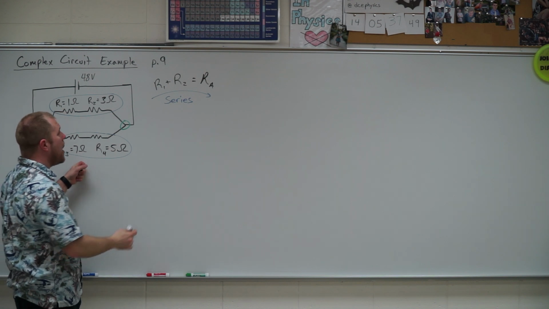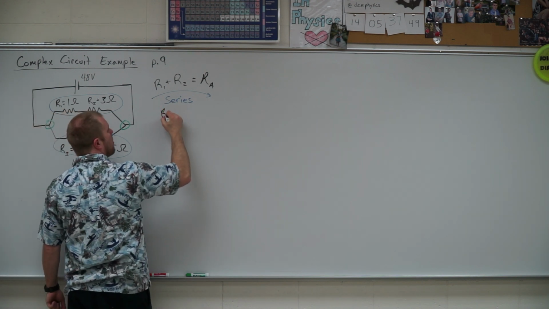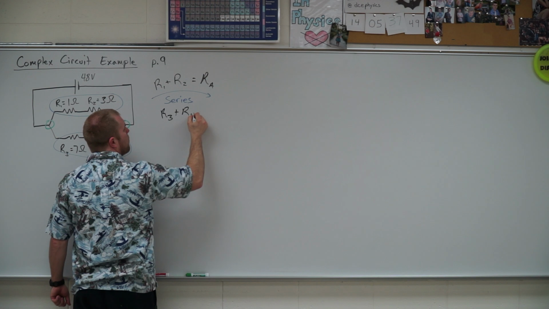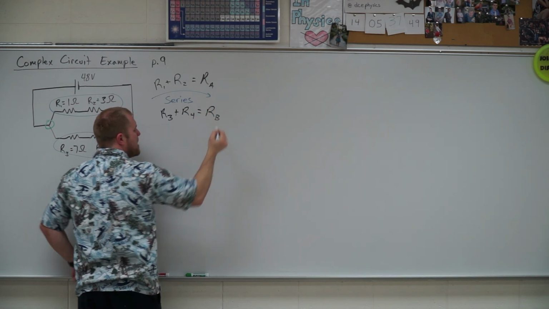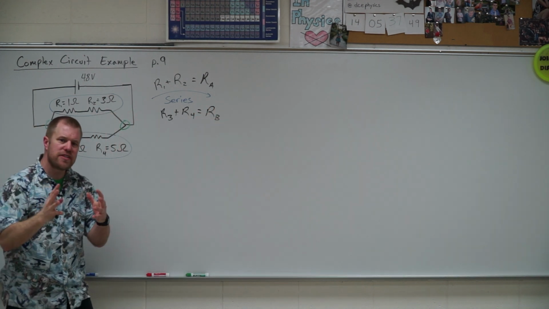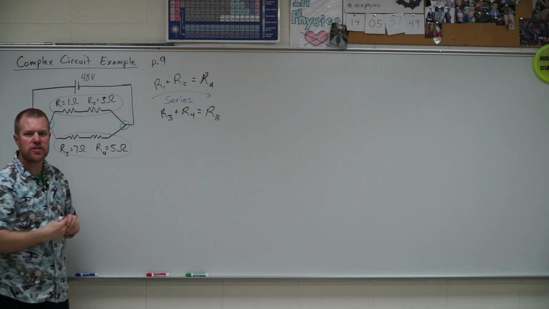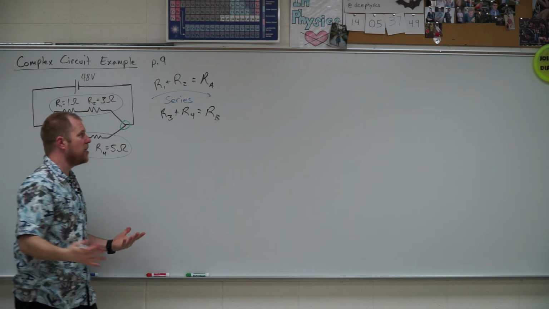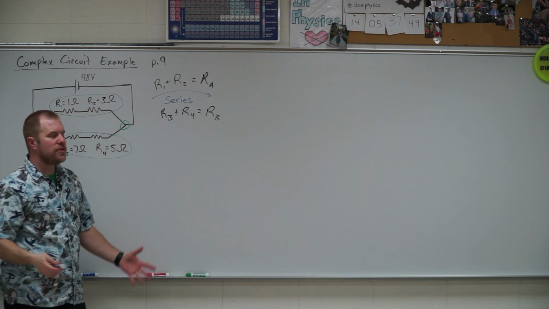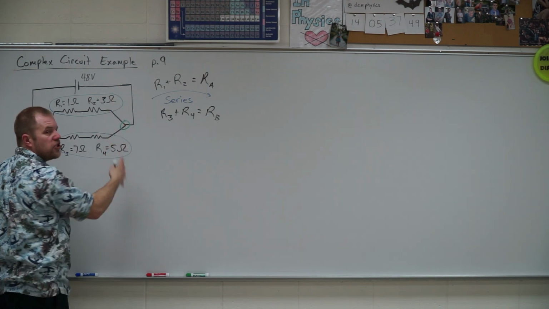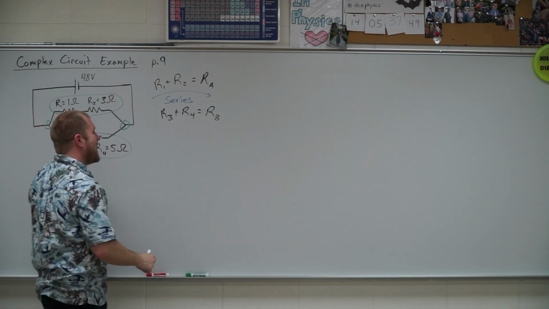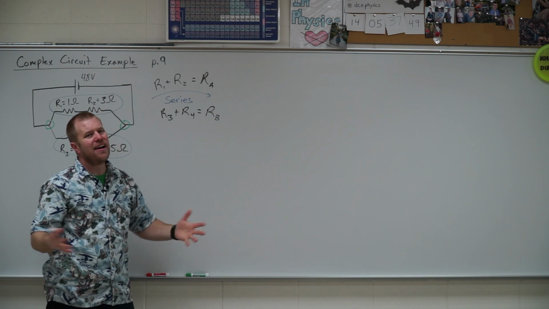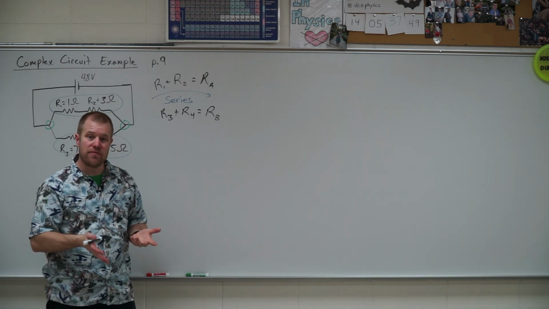The 2 on the bottom, R3 plus R4, will give me a new resistor. I'll call it RB. Whenever I smoosh resistors together into a single resistor, I like to call it a letter. What that allows me to say is the original resistors were numbers. Any resistor that has a letter is a combination of other resistors.